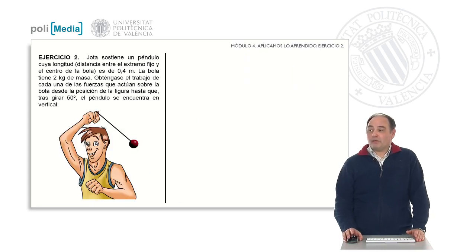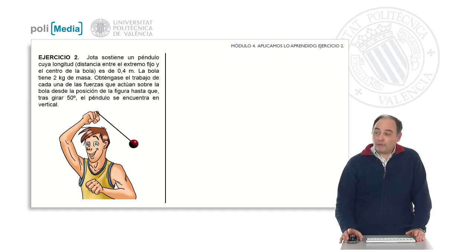In that second exercise, we will see that Jota holds a pendulum whose length, understood by length as the distance from the fixed end to the center of the sphere, is 0.4 meters. The ball has a mass of 2 kilograms, and we are asked to obtain the work of each of the forces acting on the ball from the position shown in the figure until, after rotating 50 degrees, the pendulum is vertical. We will therefore have to identify these forces and from them obtain the corresponding work.